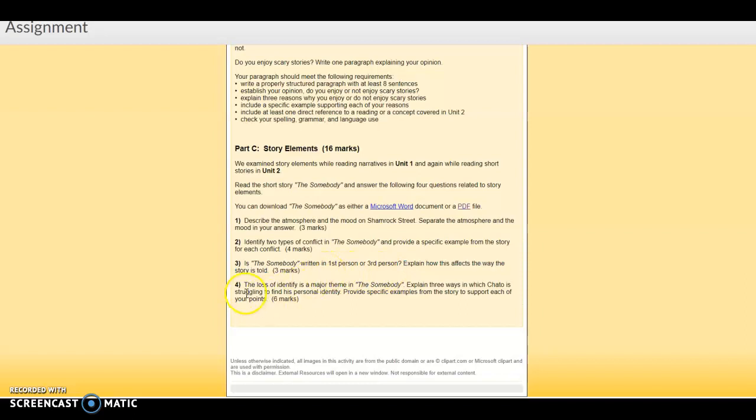Okay. Number 4 says the loss of identity is a major theme in The Somebody. If you remember, themes are the messages or the lessons that stories teach us. And in this case, the loss of identity is a major theme. So I'd like you to explain 3 ways in which Chatto, who's the main character in the story, is struggling to find his personal identity, and then provide specific examples from the story to support each of your points.